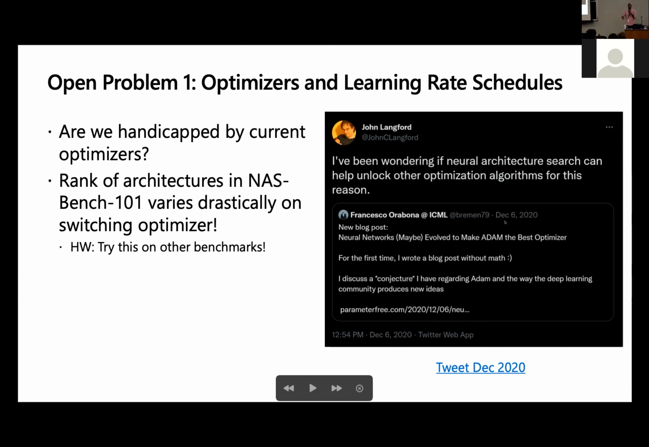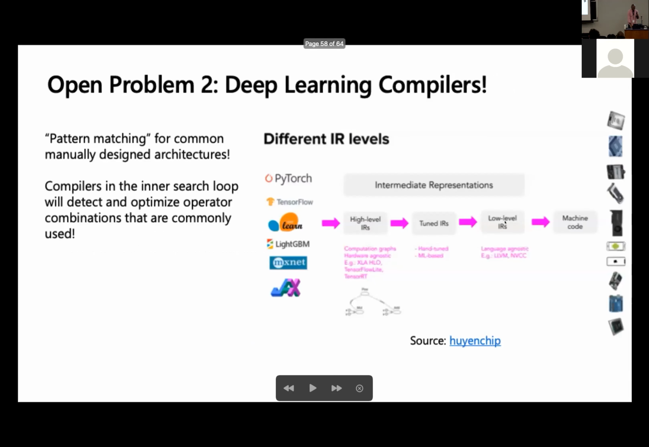We tried it with NAS-Bench-101, because we had to recreate it from TensorFlow into PyTorch, and we don't have TPUs, we have GPUs. Then, instead of RMSProp, if I use Adam, the ranks of architectures from the bottom 25% can flip to the top 25% and vice versa. I have not tried this on other benchmarks, but if you try it, let me know.